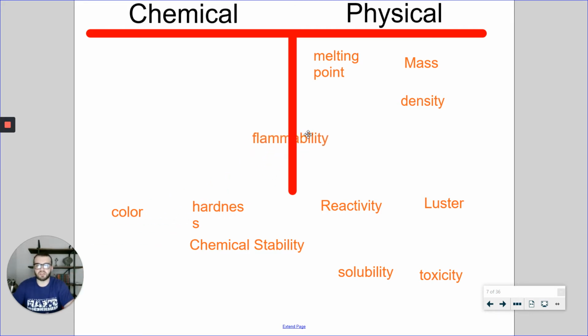Look at flammability. How do you test flammability? You set something on fire. That's going to change what it is. That's a chemical property.